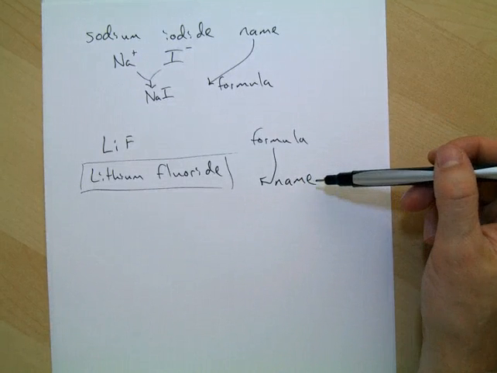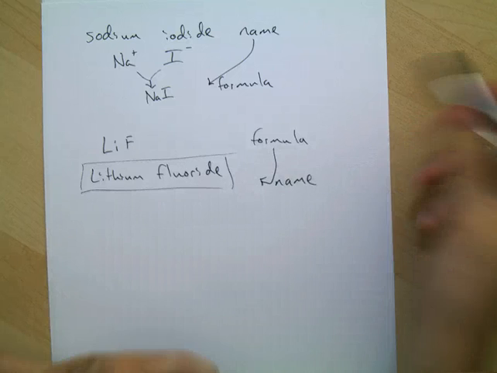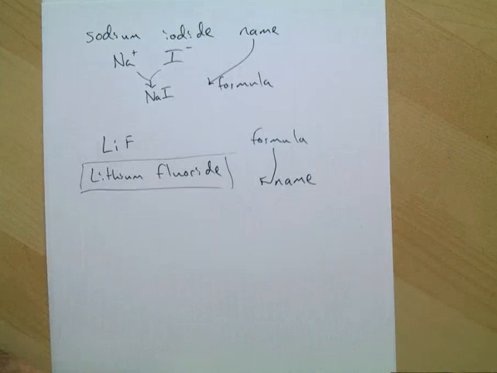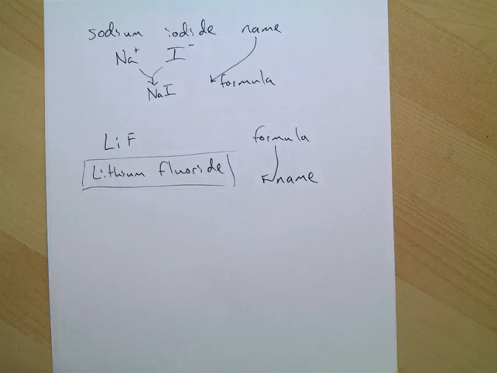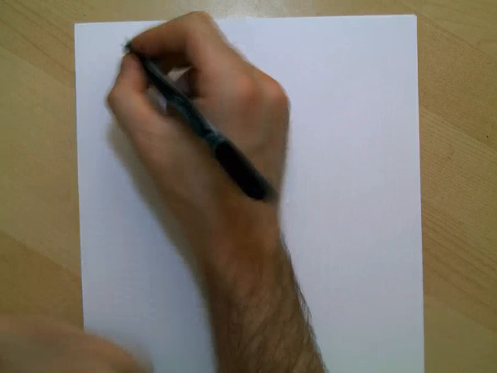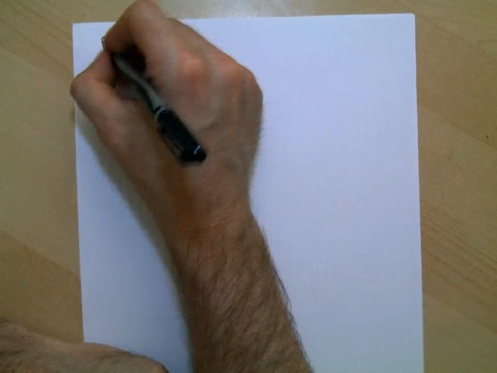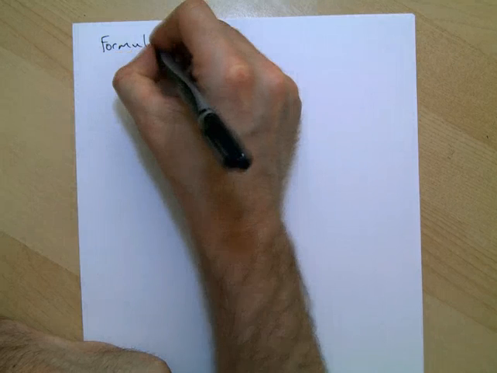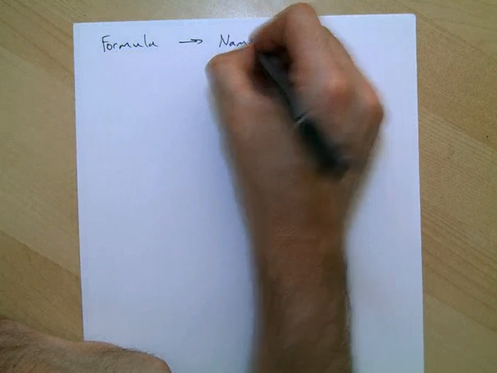Why? Because you just need to know those 3 rules I gave you. Whenever we're going from the name to the formula, we have to pay attention to charge, and that's a little bit different. So let's do some consistent practice. Let me start on a fresh paper, where we're just going to practice going from the formula to the name. We're going to start off with the one where we don't have to pay attention to charge.